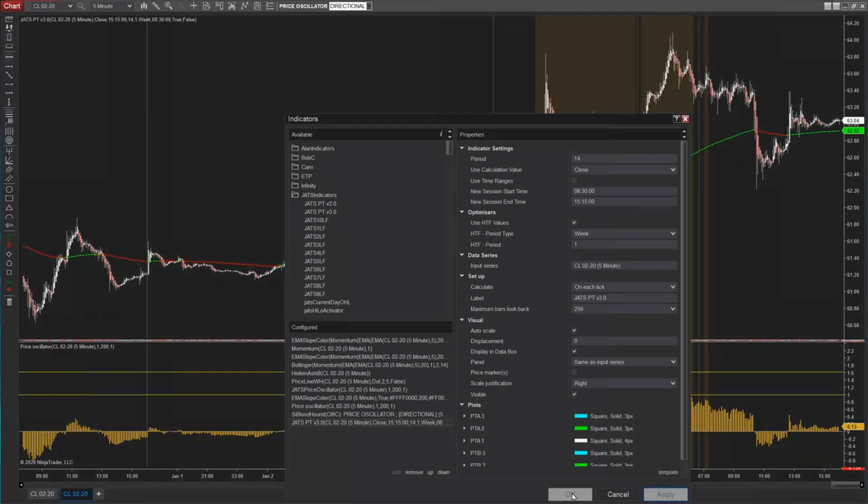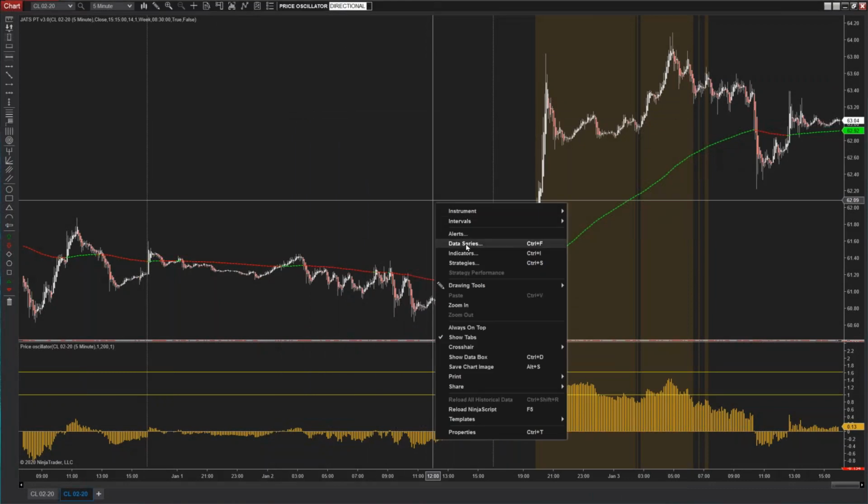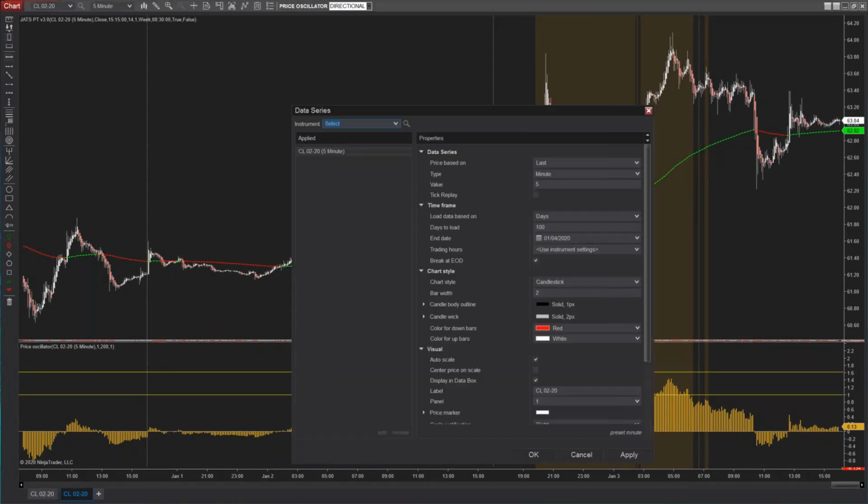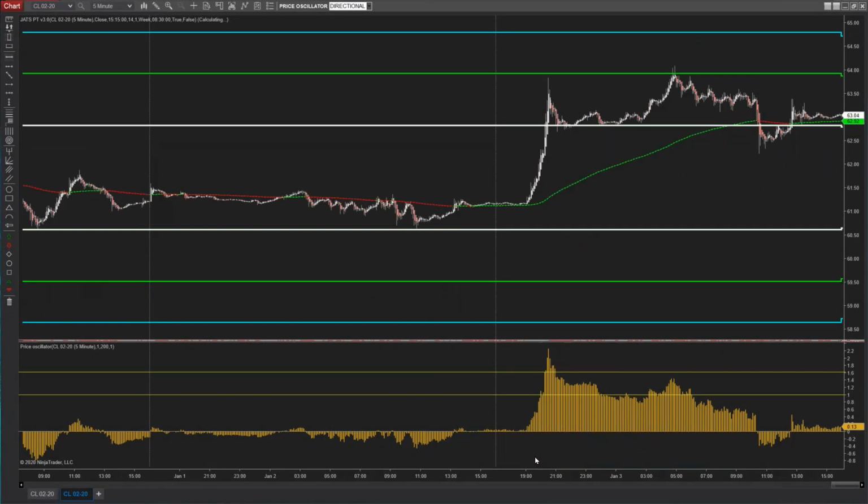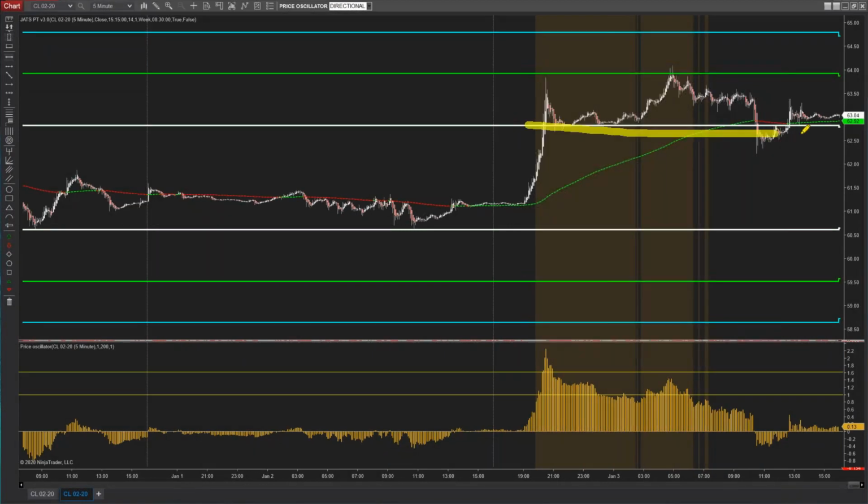I need to add more days. Check your data series. To get weekly data, you have to really kick this up to 250 or 300 days. There we go. And here are our targets. Look at that. Folks, I'm not kidding you.